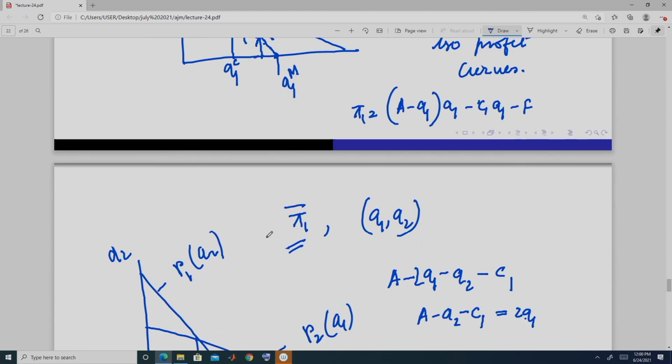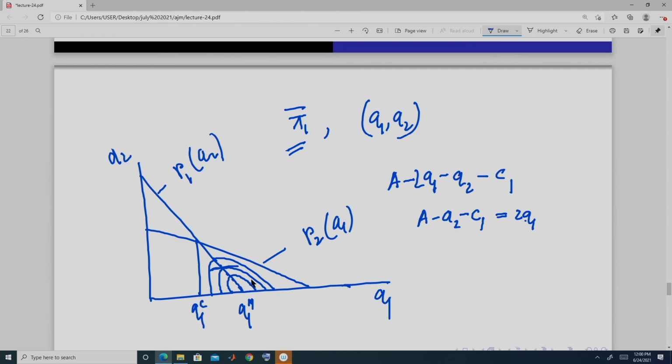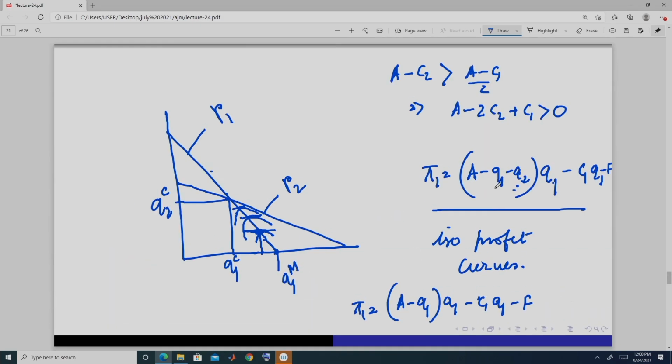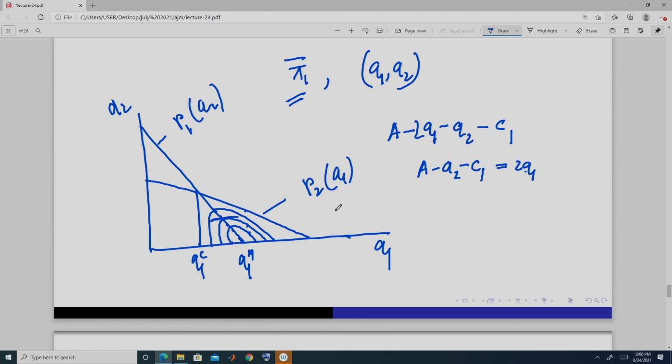So, it is this combination of Q1 and Q2 such that profit is constant, and if we go up like this, profit goes down because this is the monopoly profit, and as Q2 increases, you look at this function, this portion is decreasing, keeping Q1 constant. So, profit is going down. So, profit increases in this direction. So, this is the maximum one.